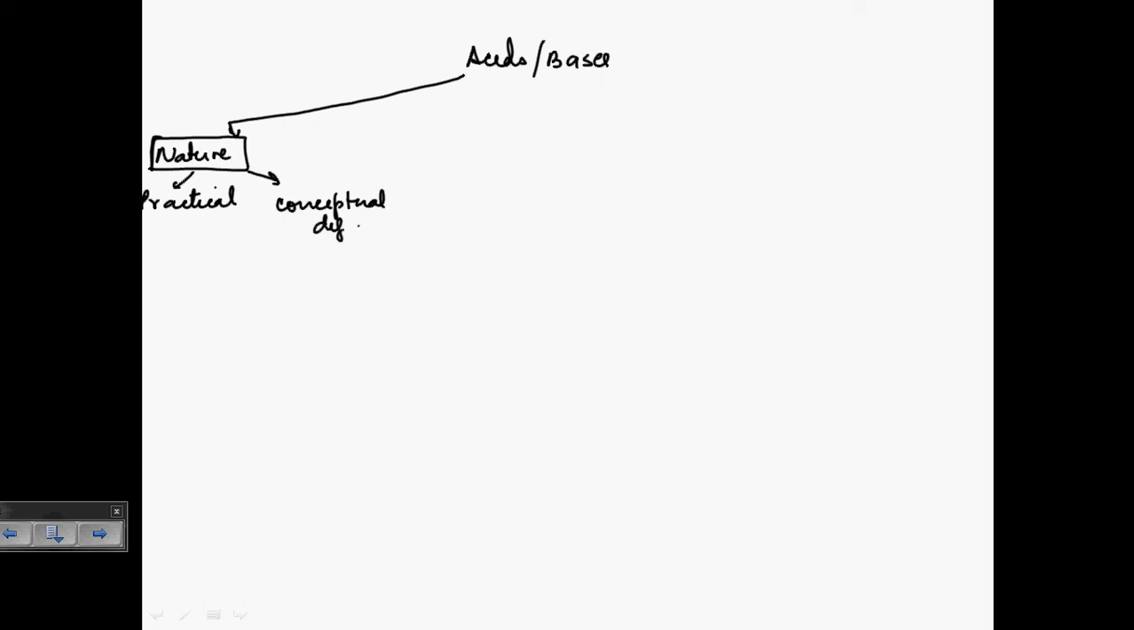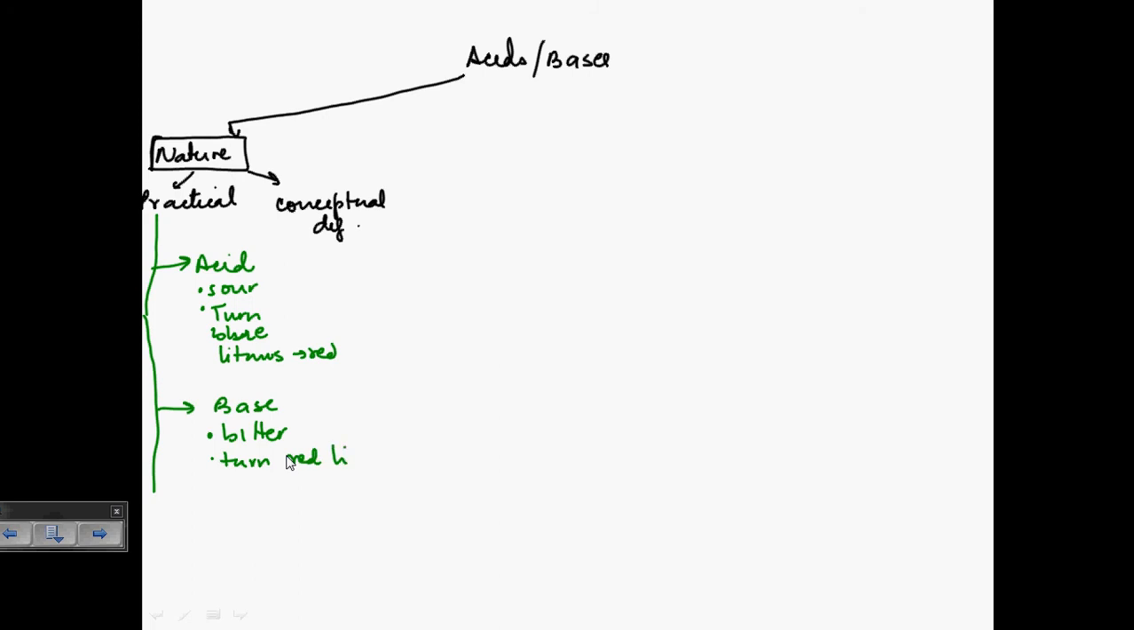The practical definition of acids is that they are sour, they turn litmus blue to red. And the base definition is that they are bitter, they turn litmus red to blue. Litmus is a special type of paper. So these are the general definitions.